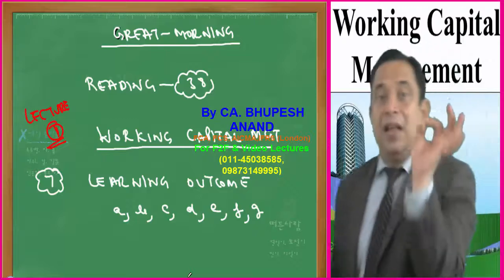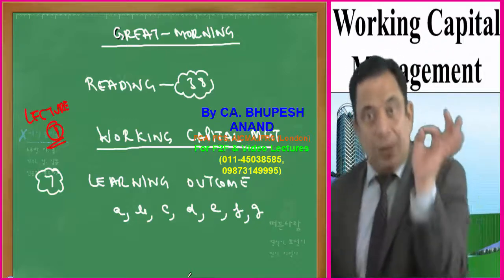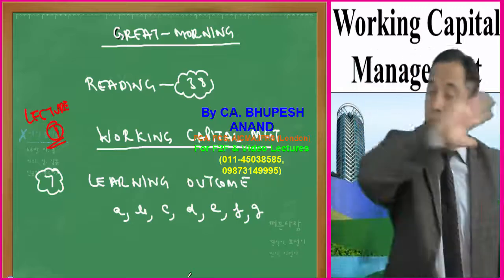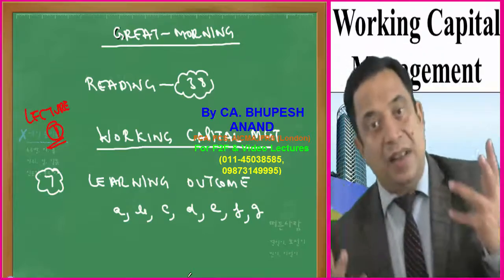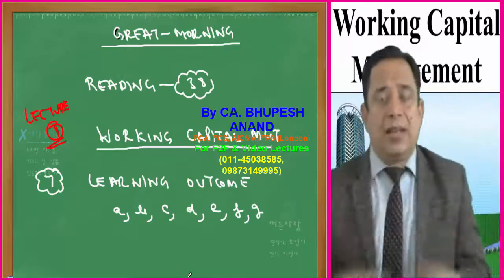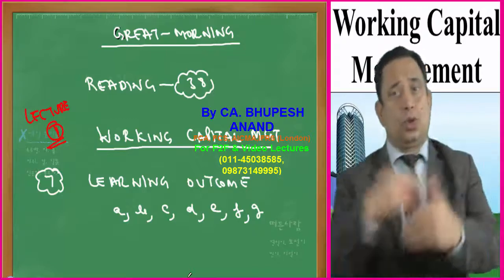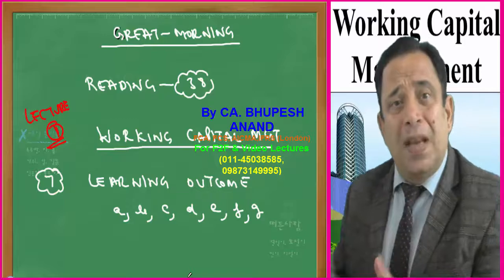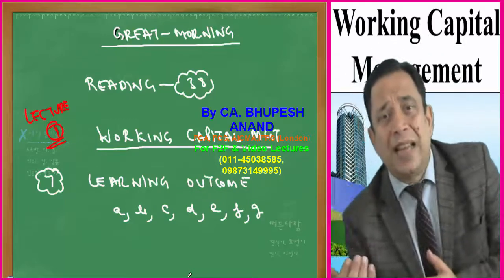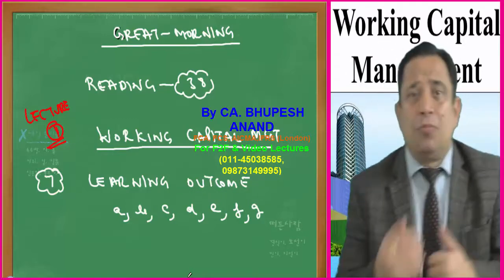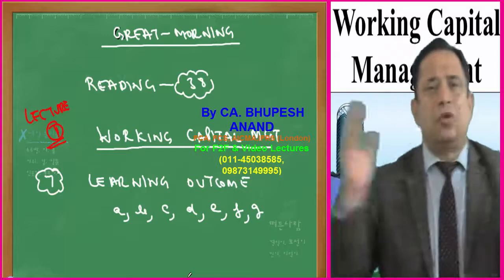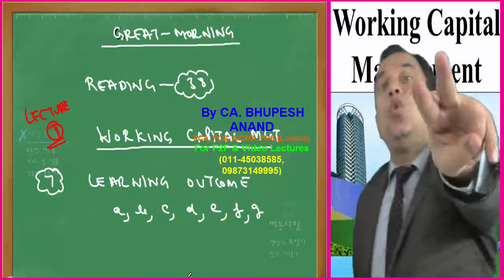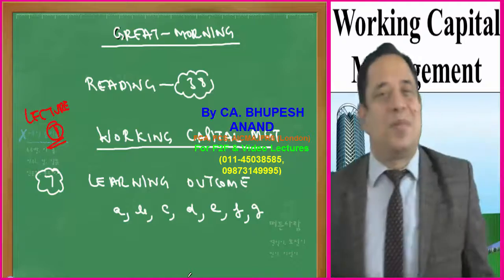This is lecture number 1. Working capital management. There are 7 learning outcomes which we will cover, learning outcome A to F. We'll be covering short-term and long-term sources of liquidity, then the liquidity measures to be compared with your peer companies, then net operating cycle, and effectiveness of working capital. We will be discussing 7 or 8 lectures and then 2 lectures for practical problems.